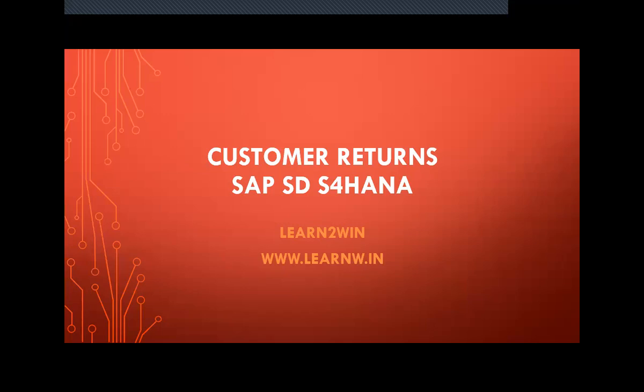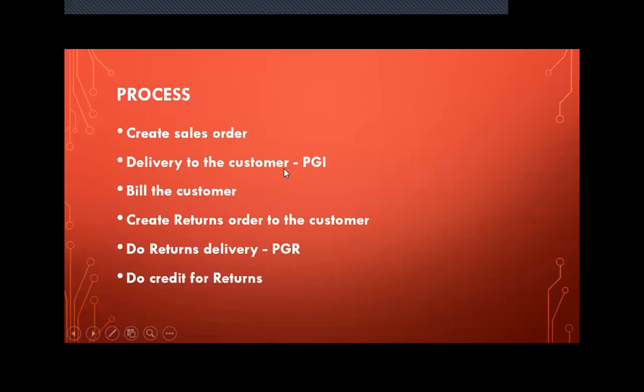Customer returns. Let me tell you the process. I'm going to show you in the live system. First I'm going to create a sales order, then deliver to the customer and bill the customer. Now I'm going to create a returns order and a returns delivery. This time it is post goods receipt, previously it was post goods issue. And then I'm going to credit for returns. Let me show you in the live system.